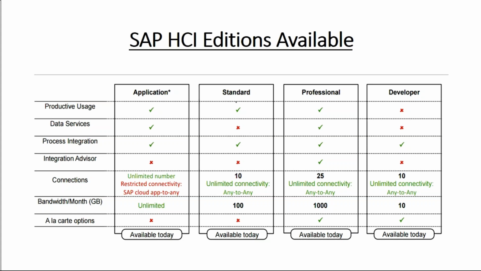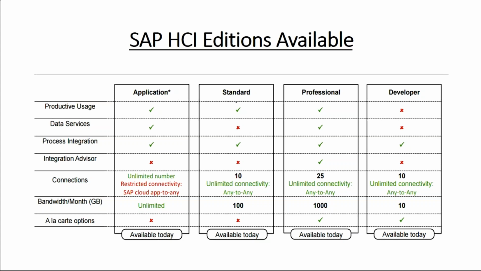Connections are limited in the developer edition. You can only have 10 connections at a time, but otherwise unlimited connectivity. We'll see what this means also. You have the bandwidth, which means how many GB per month you can use, which is unlimited in the application edition. Standard edition it's 100 GB, professional edition it's 1000 GB, developer edition it's 10 GB.